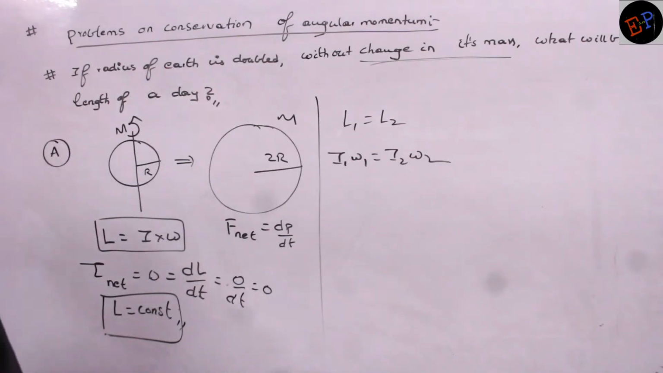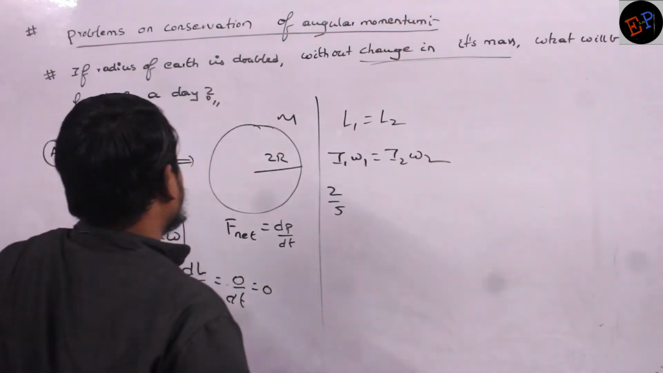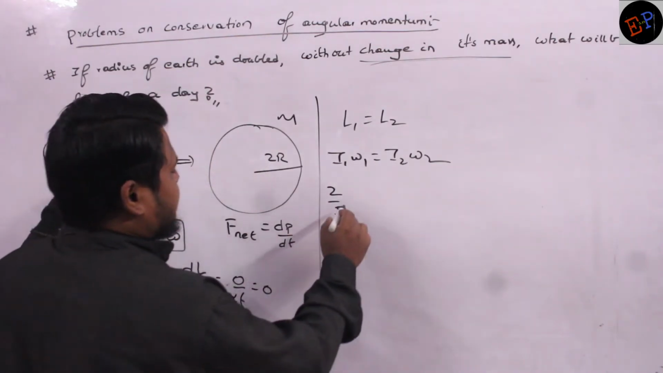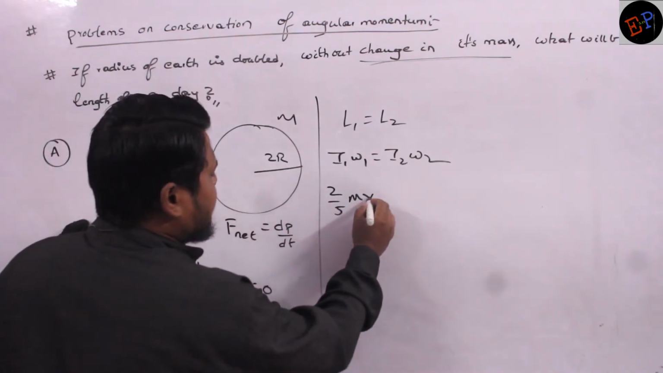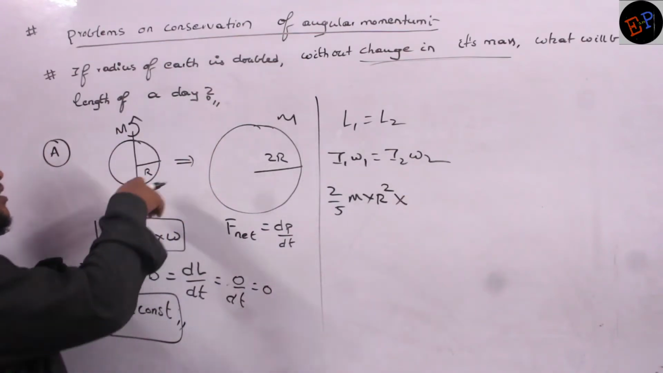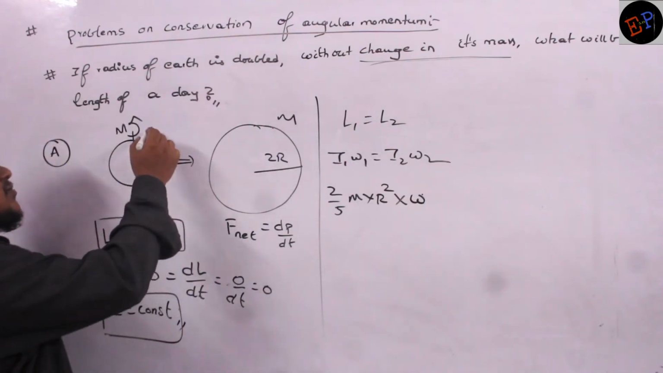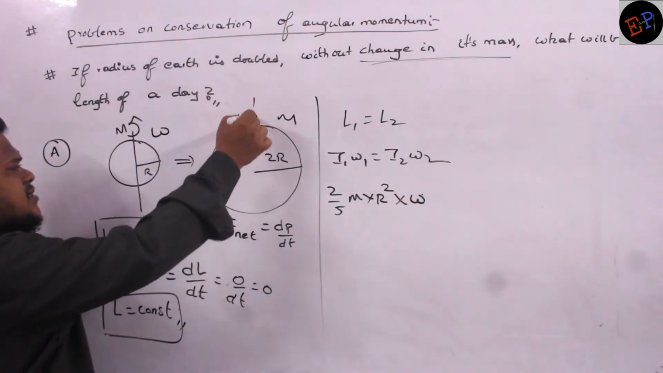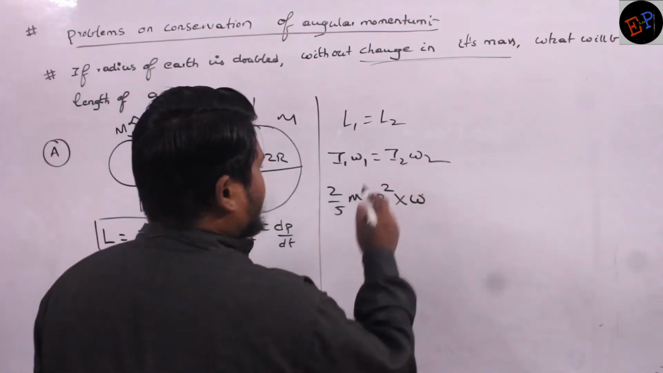Solid sphere, 2 by 5 mr square. Mass of the body is m and its initial radius is R. So I1 is 2 by 5 mr square multiplied by the initial angular velocity, let us call it omega, and the final angular velocity, let us call it omega dash. So then I2 means what?